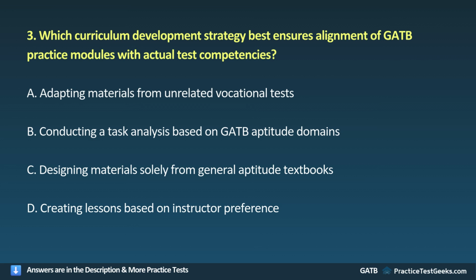3. Which curriculum development strategy best ensures alignment of GATB practice modules with actual test competencies? A. Adapting materials from unrelated vocational tests. B. Conducting a task analysis based on GATB aptitude domains. C. Designing materials solely from General Aptitude textbooks. D. Creating lessons based on instructor preference.